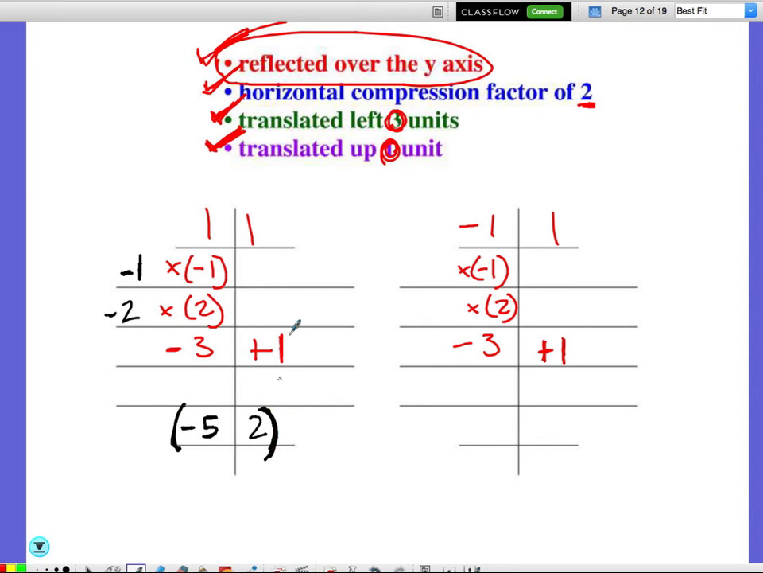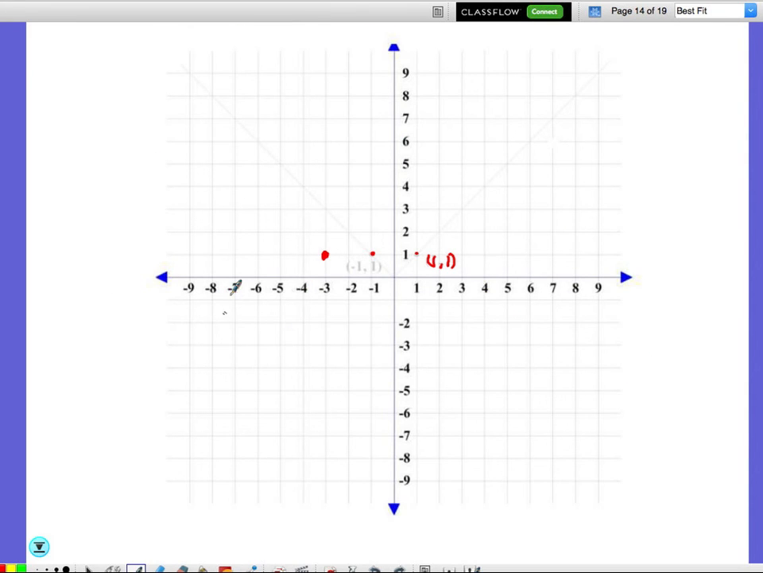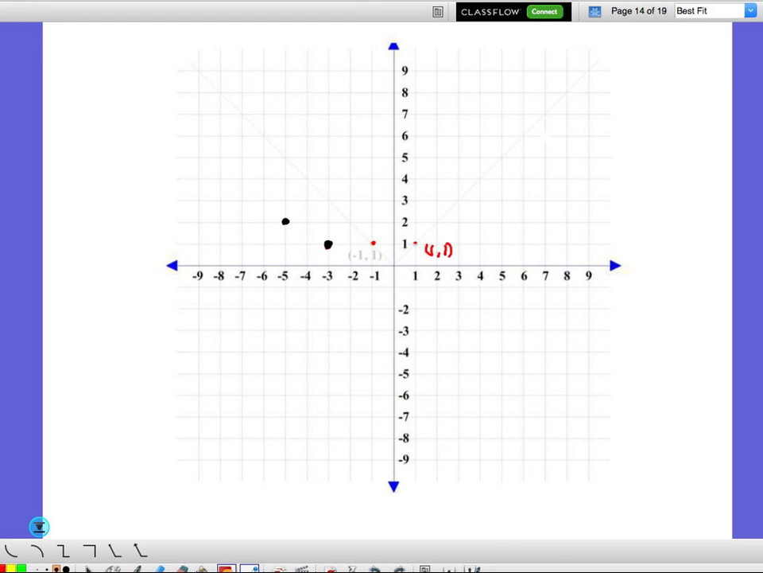So let's go to our graph. Again, here's my vertex. Negative 5, 2 is going to be right here. And guess what? I can go ahead from my vertex, draw my line that goes exactly through negative 5, 2. So I know that that is what my vertex is going to look like. Now we have 2 points. We need 1 more.